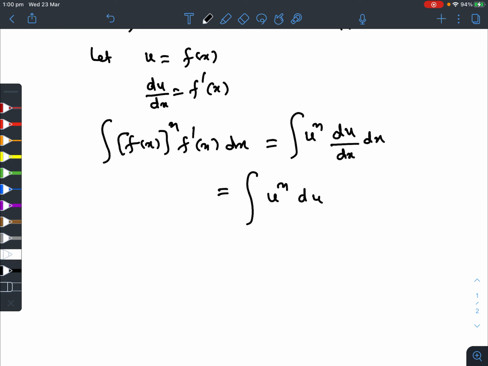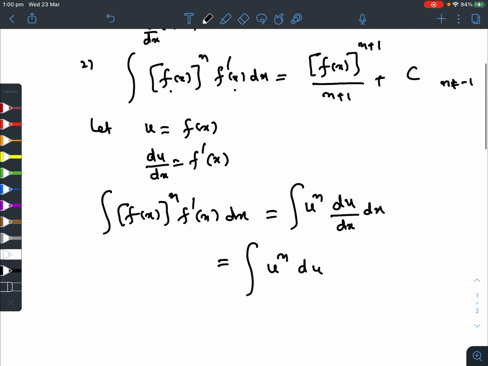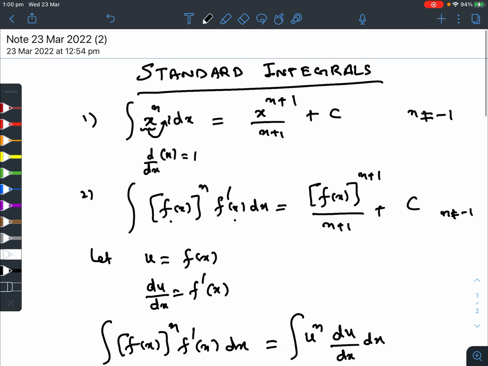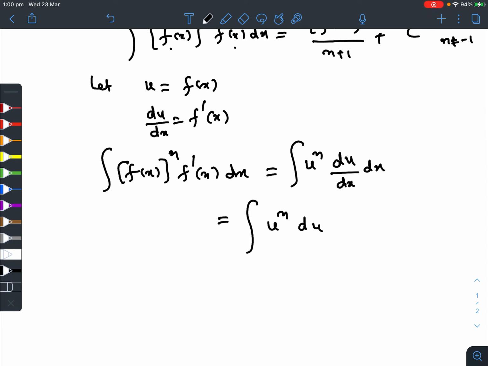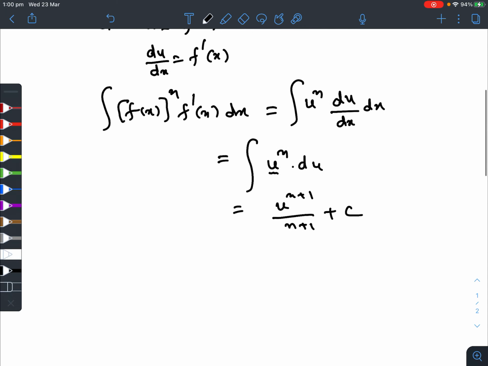This expression is exactly the same as our first formulation. Instead of x, we have u over here, and definitely you can apply this rule because the derivative of this term is next to it, which is 1. So it is u to the power n plus 1 over n plus 1 plus c. When you substitute back u as f of x, that gives you f of x to the power n plus 1 over n plus 1 plus c. And no wonder n should not equal minus 1 for this case as well.